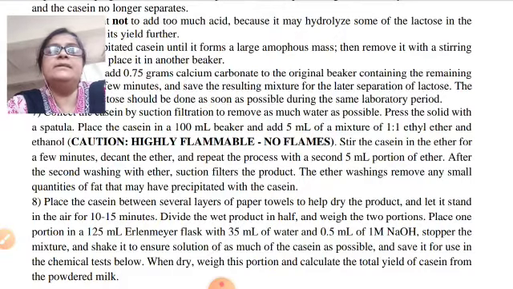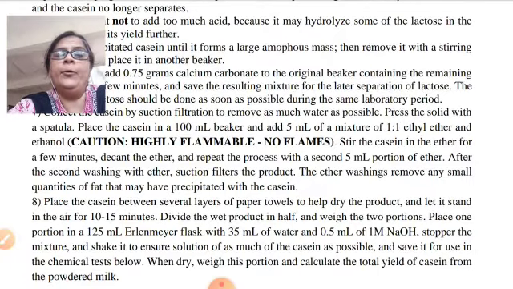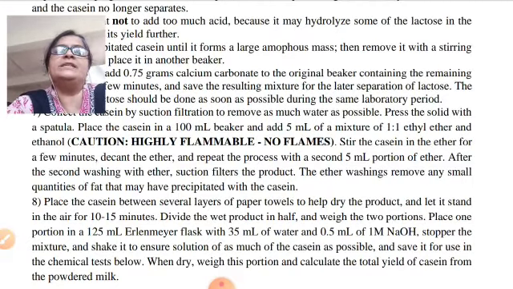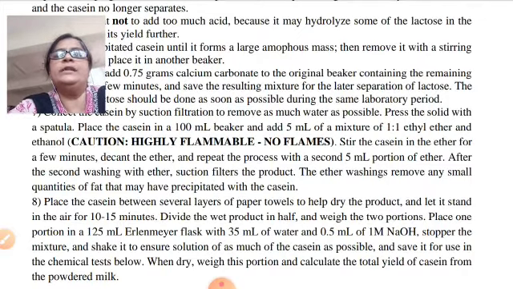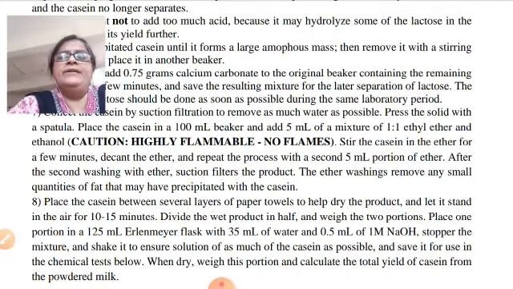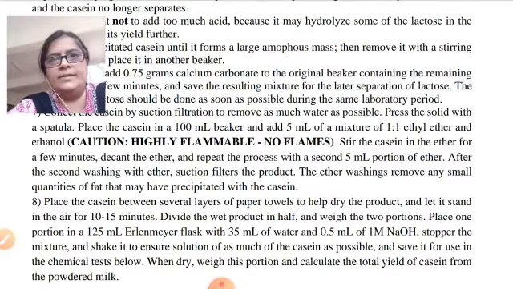Divide the wet product in half. Weigh the two portions. Place one portion in a flask with 35 ml of water and 0.5 ml of 1 M NaOH. Stopper the mixture and shake it to ensure solution of as much of the casein as possible, which can be saved to use for the chemical test, that is the confirmation test of the casein. And when dry, we can weigh the other portion and calculate the total yield of casein from the powdered milk.